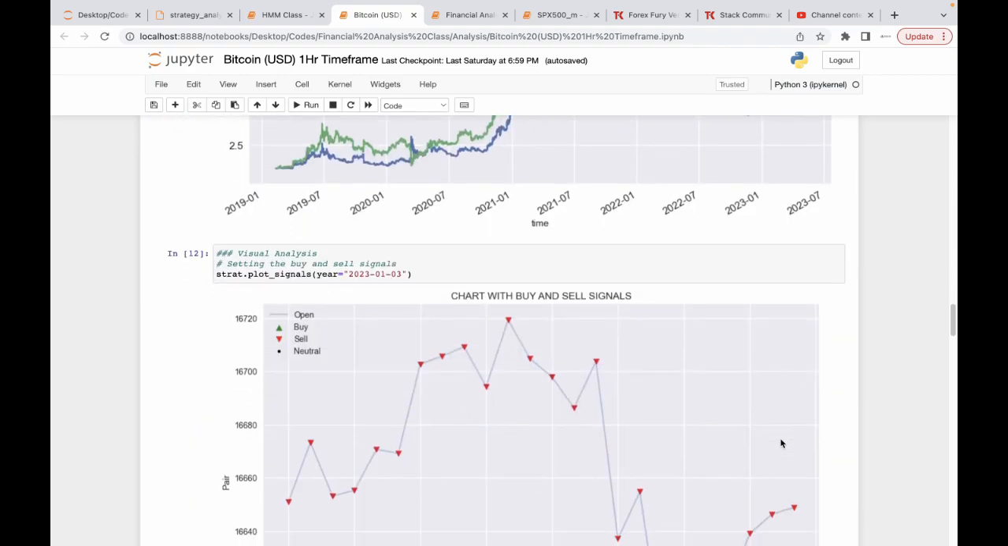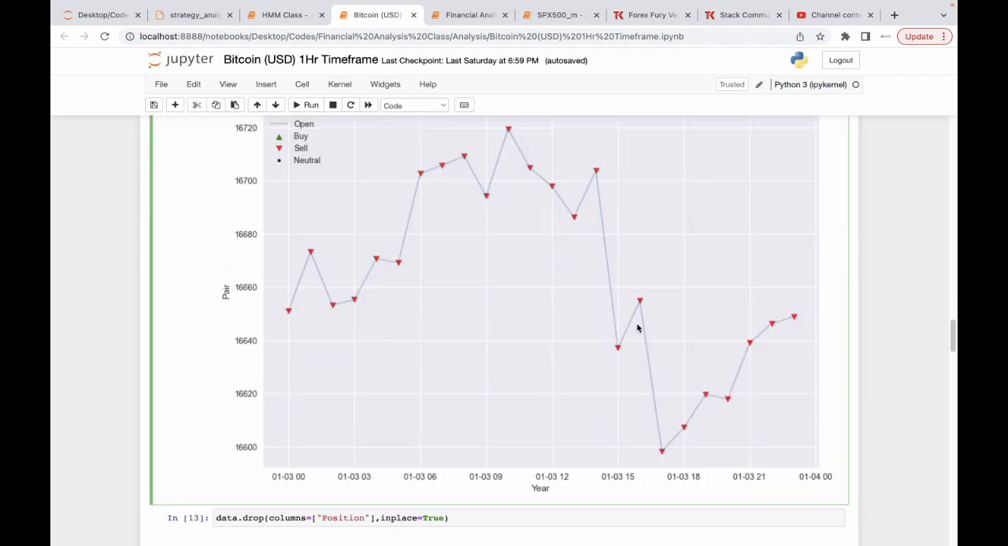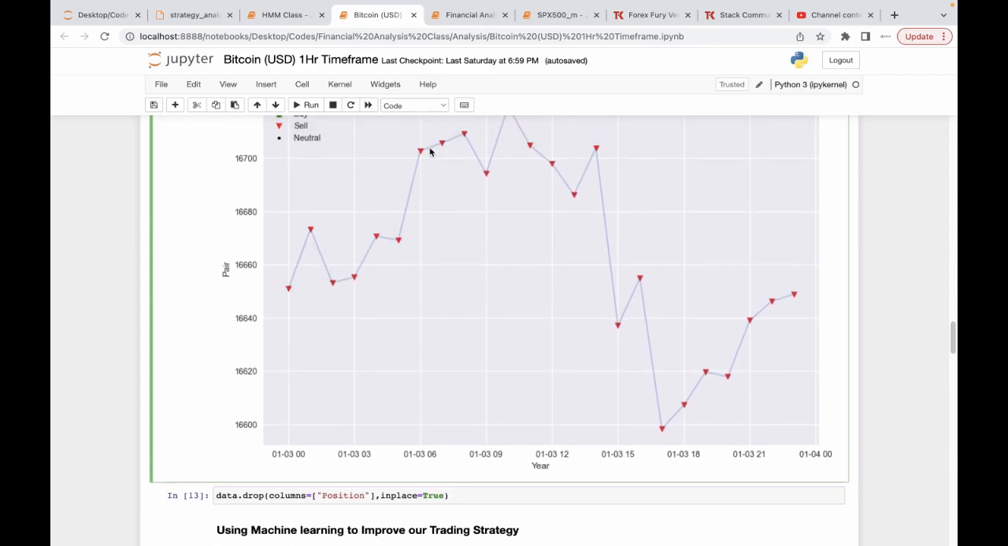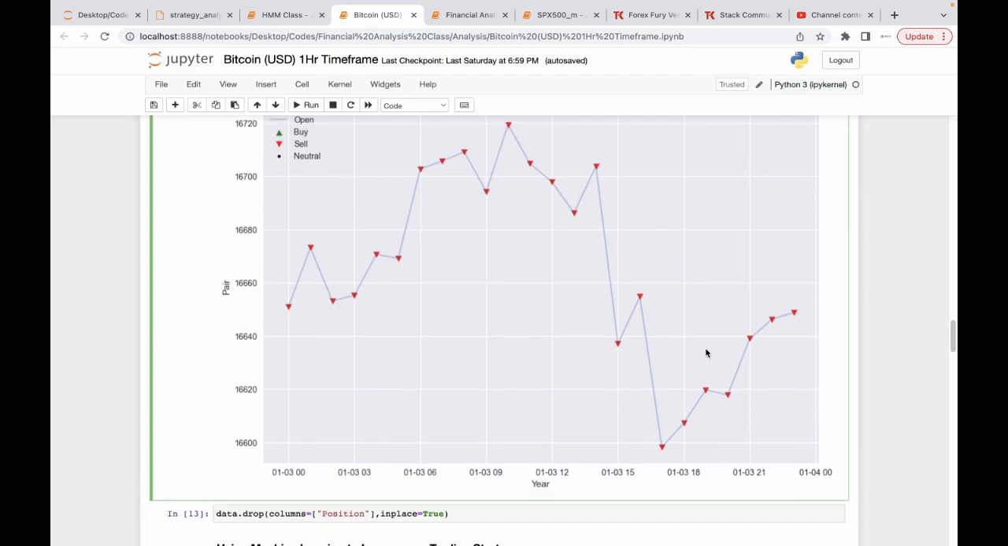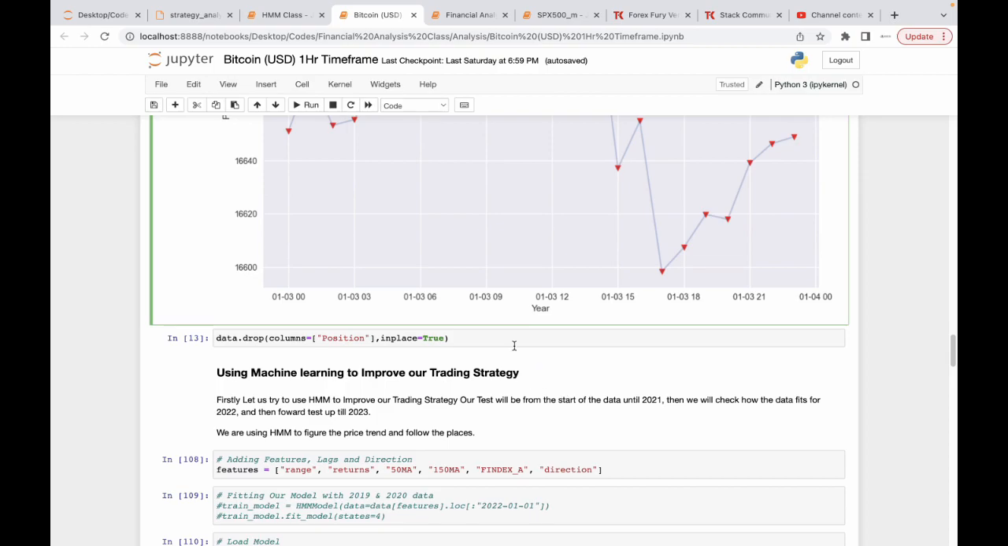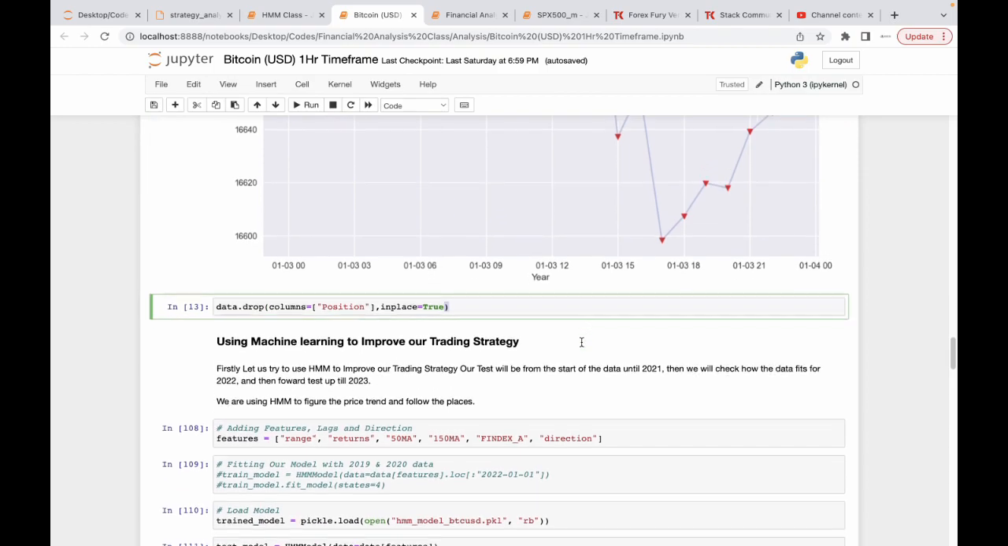All right, and then you can plot the signals here for 2023 to look at how our signals are. So these red dots here are currently sell positions. You can see it's currently holding sell positions here. And then we drop this column here so we can recalculate using machine learning.